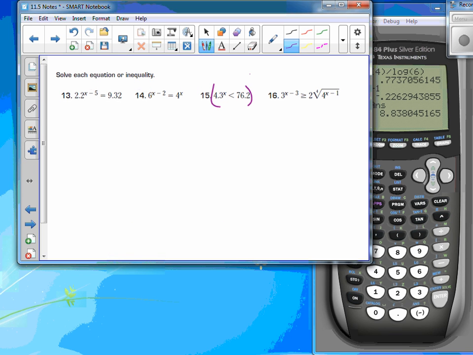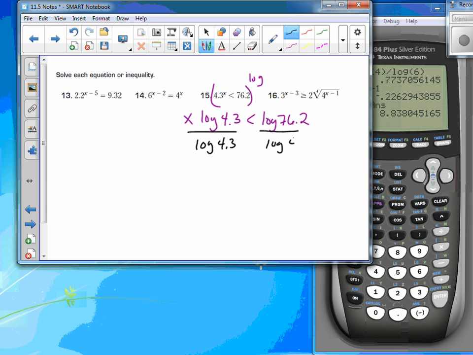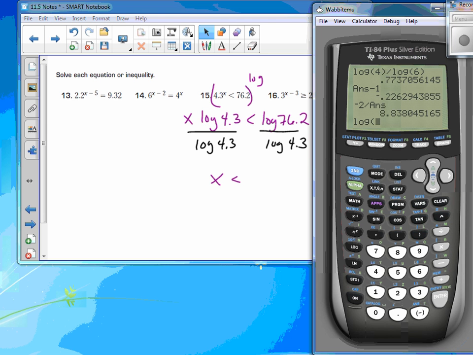15, similar, even though it's an inequality. We have x log of 4.3 is less than log of 76.2. So I divide by the log of 4.3 because there's nothing else really going on in this question. And I have x is less than log of 76.2 divided by the log of 4.3. So 2.97.